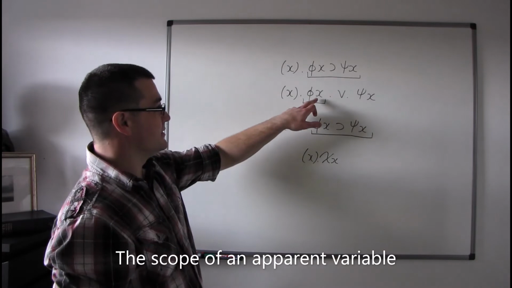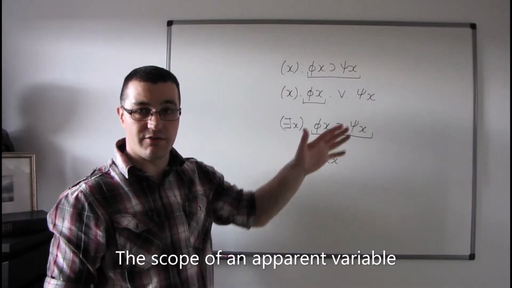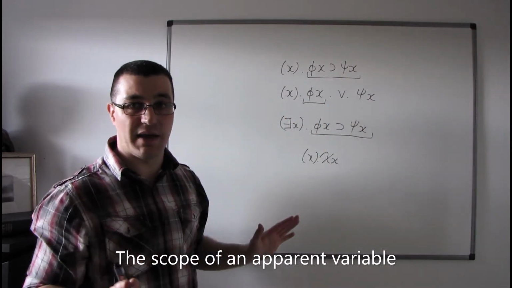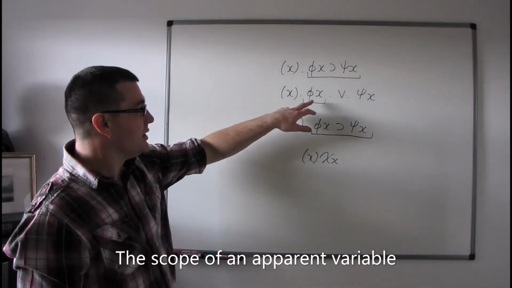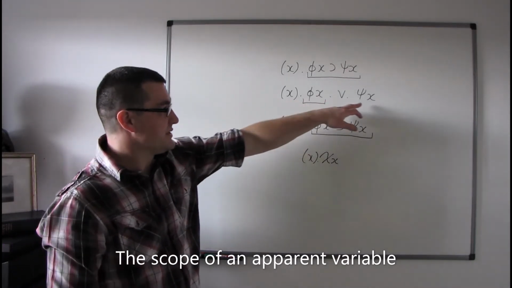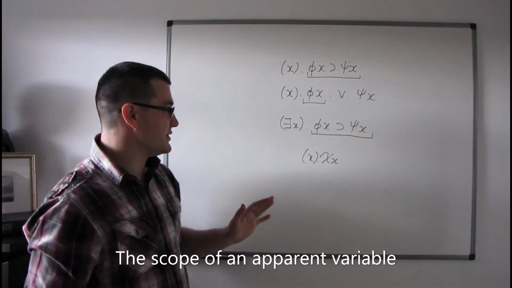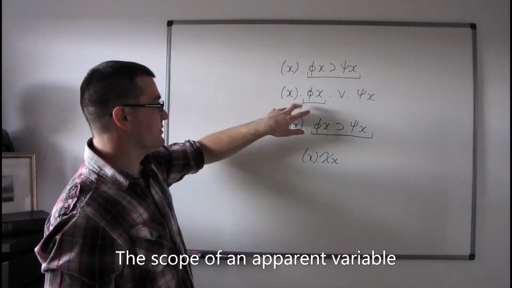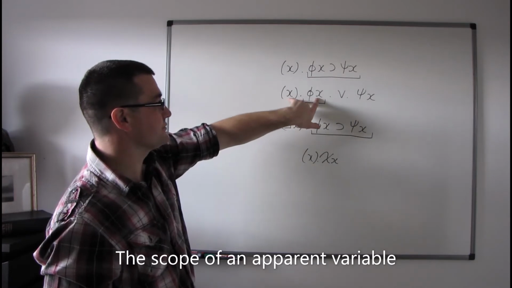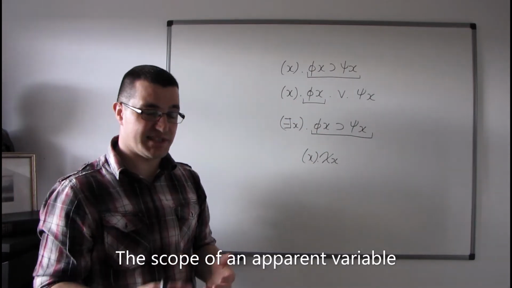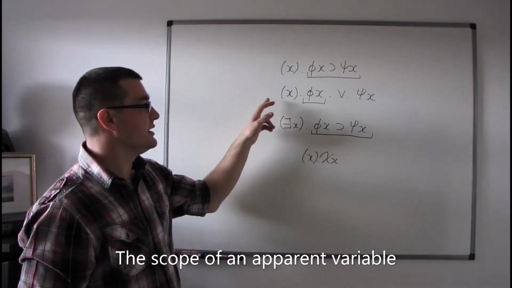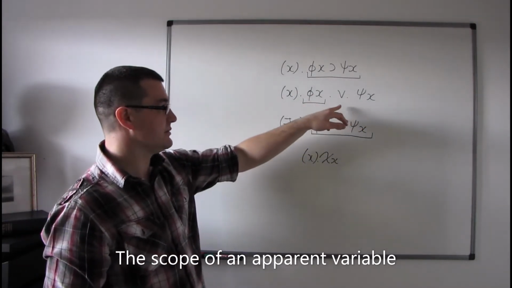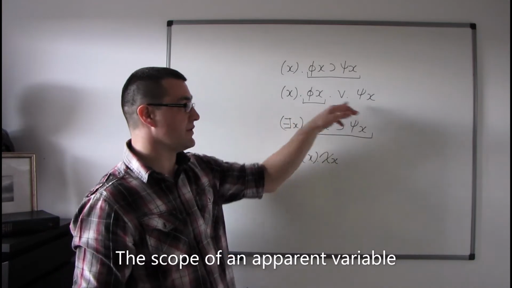The x here and the x here are two different variables. They've got nothing to do with each other. They're independent for all intents and purposes. This is an apparent variable. This is a real variable. They've got nothing to do with each other. I could change these two to a y, which would make it seemingly more clear, but the context is sufficient for me to determine that these variables have nothing to do with each other.